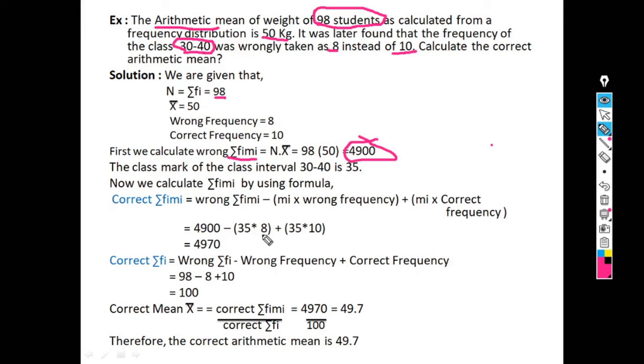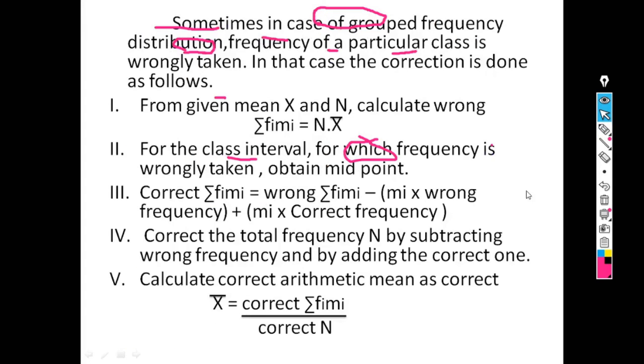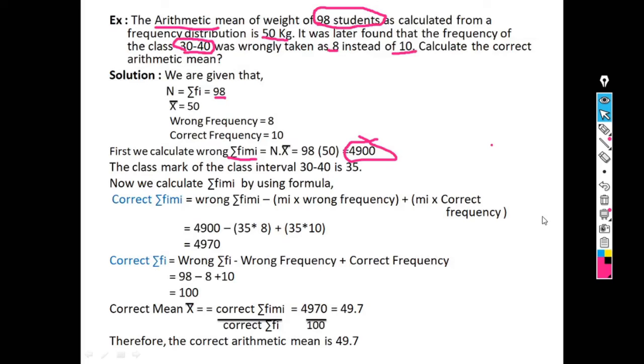4900 minus 35 into 8 plus 35 into 10. It's therefore correct summation of fi mi is equal to 4970. The next step is correct the total frequency n by subtracting wrong frequency and by adding the correct one. So correct summation of fi is equal to wrong summation of fi minus wrong frequency plus correct frequency. Wrong summation of fi is 98 minus wrong frequency is 8 plus correct frequency is 10. So 98 minus 8 plus 10, which is equal to 100.